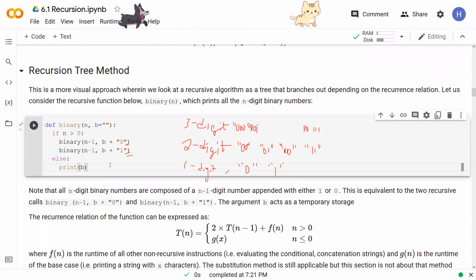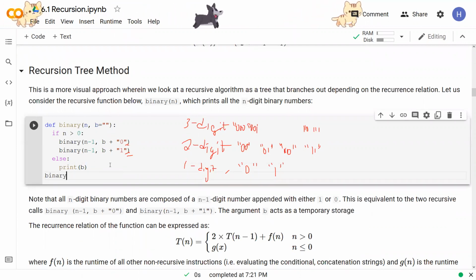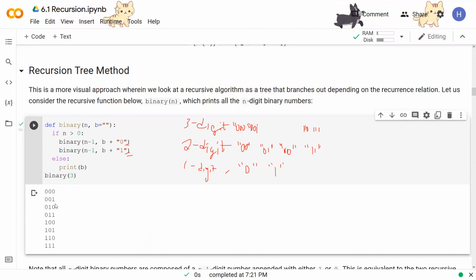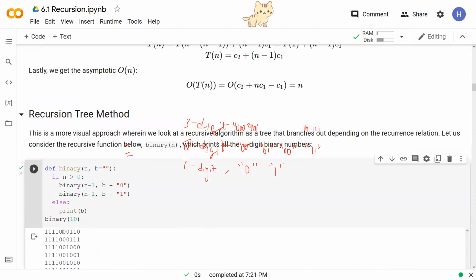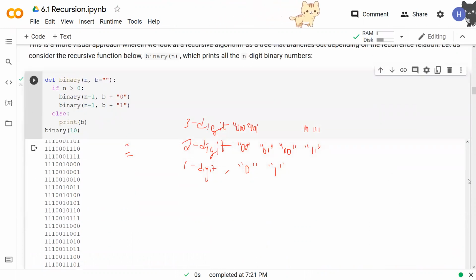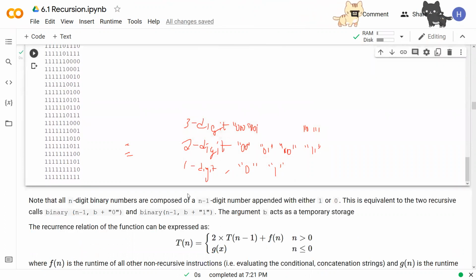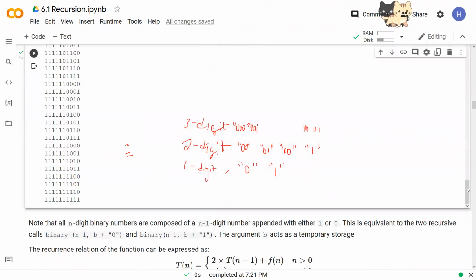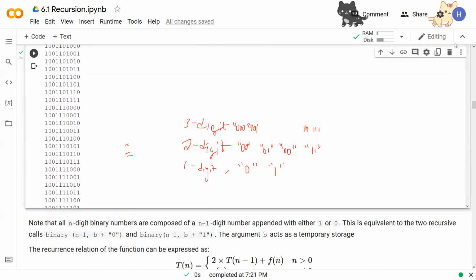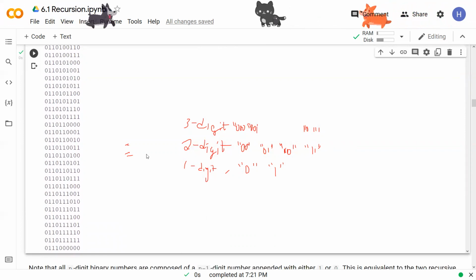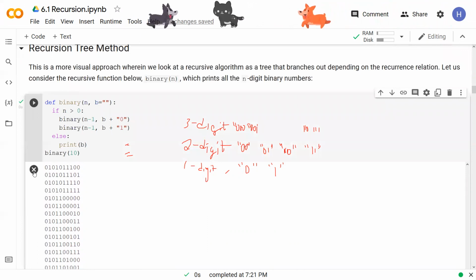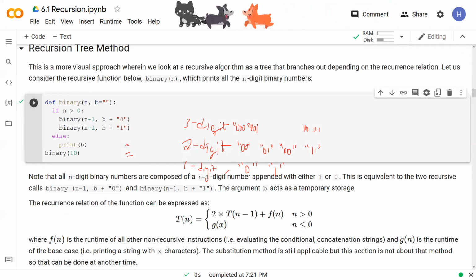So, let's call binary. So, we should be able to get all the 3-digit na binary numbers. And then, if gawin ko itong 10, should get all 10-digit binary numbers. Starting from, let's scroll, medyo mahaba. Ayun, so from hanggang all ones, so medyo madami. Kasi madami 10-digit na binary numbers. 1,025. So, close ko na lang.